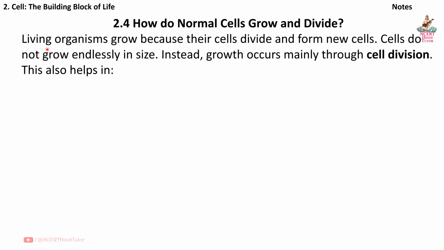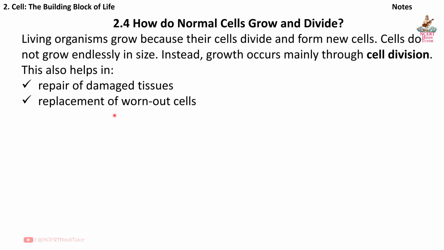2.4 How do normal cells grow and divide? Living organisms grow because their cells divide and form new cells. Cells do not grow endlessly in size. Instead, growth occurs mainly through cell division. This also helps in repair of damaged tissues, replacement of worn out cells, and reproduction.